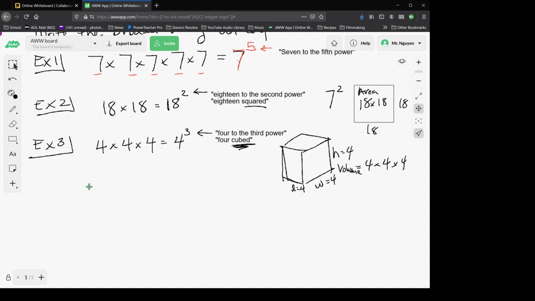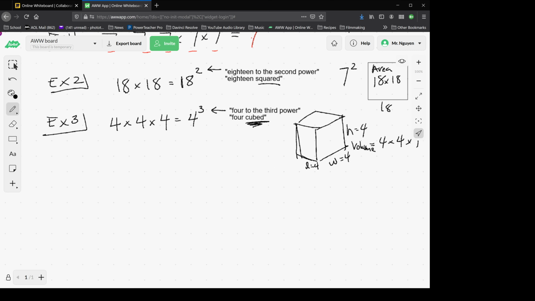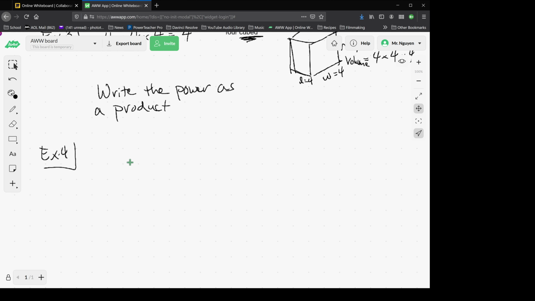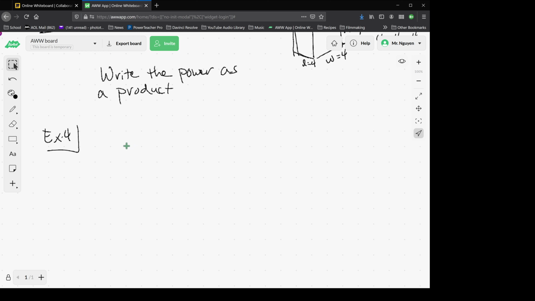Now, what about the other way around? The other way around is example 4. Write the power as a product. This is going the other way. Okay, so writing a power as a product, we're going the other way around.